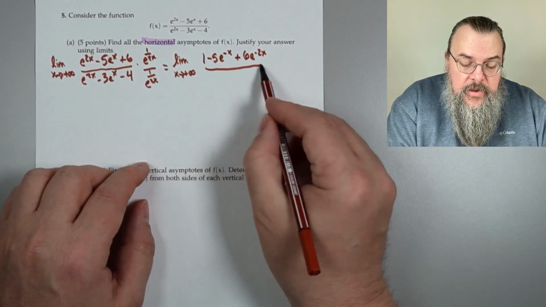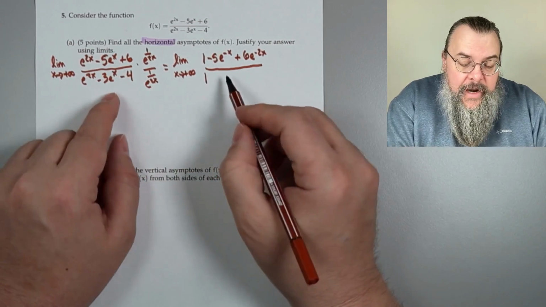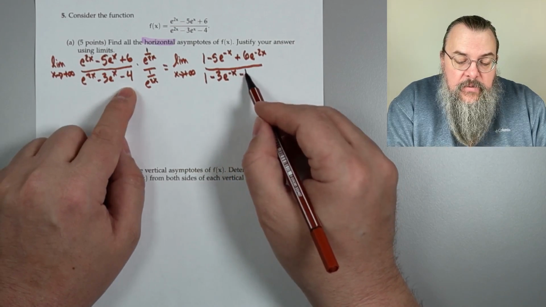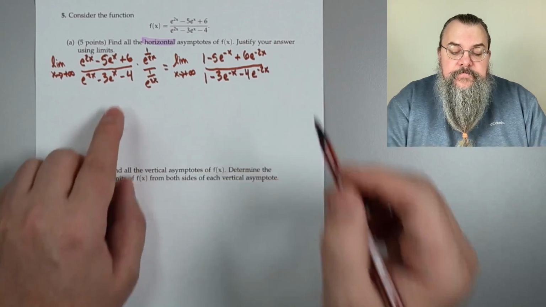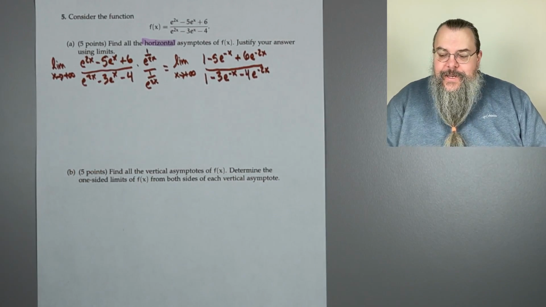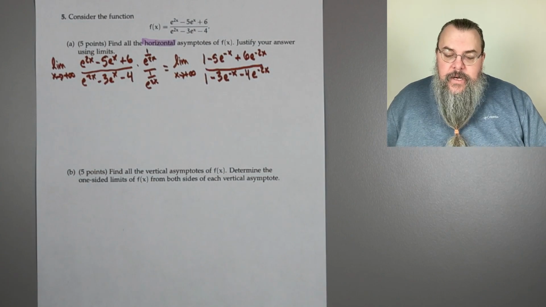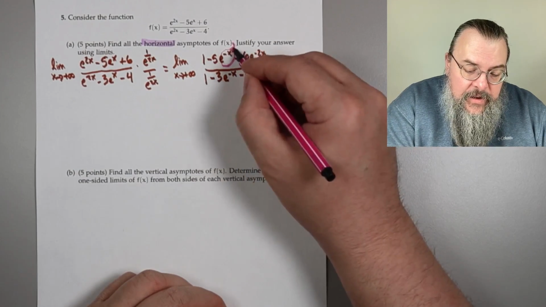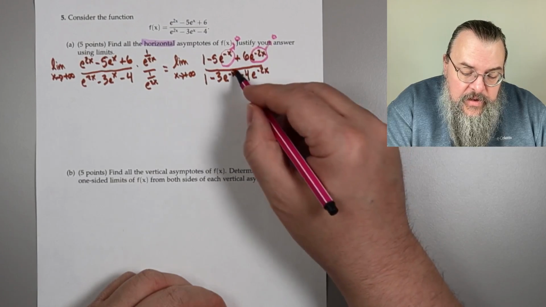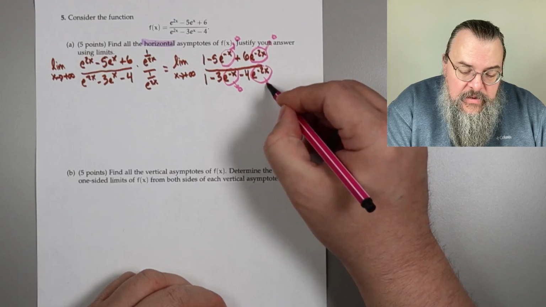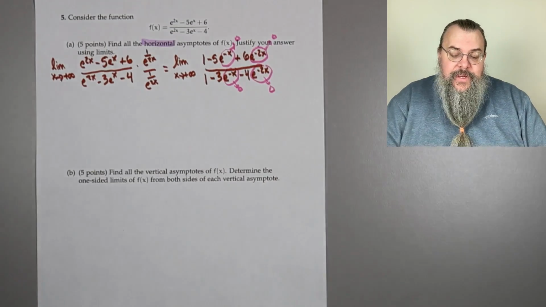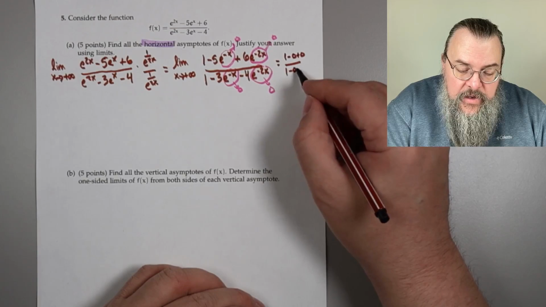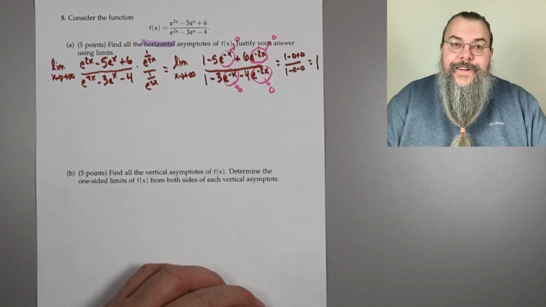Now, downstairs, similar thing. e to the 2x over e to the 2x is 1. Minus 3e to the x over e to the 2x becomes minus 3e to the minus x. And then we have minus 4 over e to the 2x, which is e to the minus 2x. Now, what happens? Again, we stop and say, what's going on? As I plug in a big number, things get small. So this part goes to 0, this part goes to 0, this part goes to 0, this part goes to 0. Great, nothing's blowing up. So we get 1 minus 0 plus 0 over 1 minus 0 minus 0, also known as 1. Okay, so that's one of our limits.